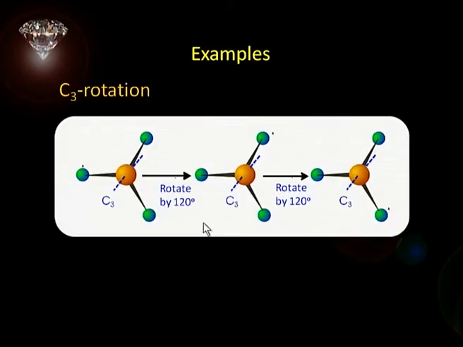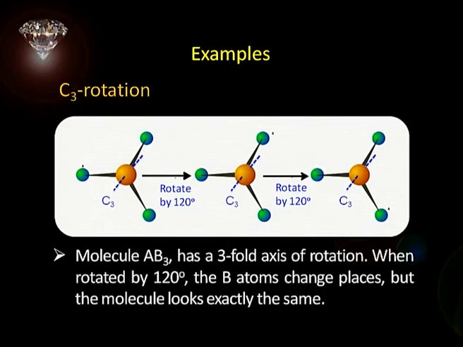Let me take a flat planar molecule, AB3. If I look at this molecule and the atom A, along this axis, if I rotate the molecule by 120 degrees, this atom which has been marked with a dot will come somewhere here. If I rotate by another 120 degrees, it comes somewhere here. So, I am performing a C3 rotation. C3 rotation means 360 by 3, that is 120 degrees. So, the B atoms will keep changing places, but the molecule will remain identical.